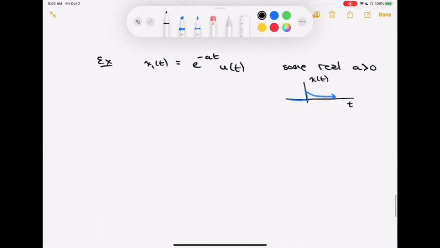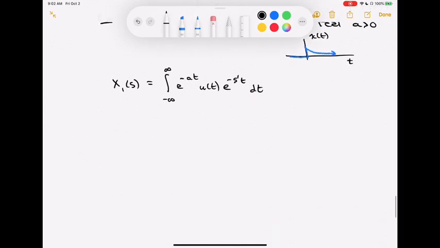We can do this just by definition. So capital X1 of s is equal to the integral from minus infinity to infinity of x of t, which in this case is e to the minus at times u of t, multiplied by e to the minus st, dt. The u of t can be absorbed into the limits of integration, so this is an integral from 0 to infinity. I have e to the minus at times e to the minus st. They both have the same base, so I can just add the exponents together. That's going to be e to the t times minus a minus s, dt.